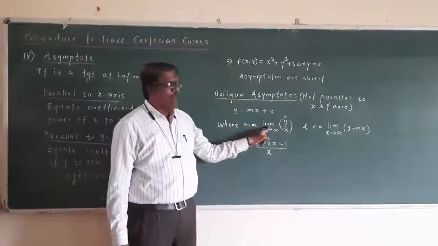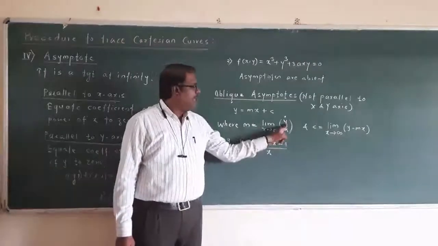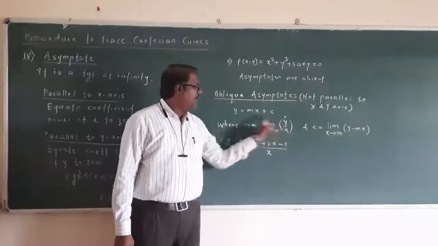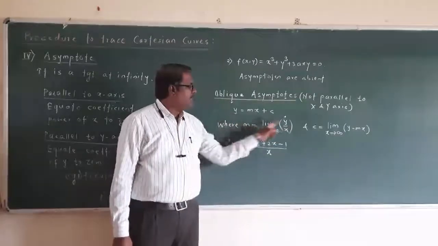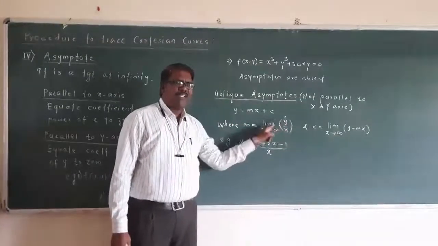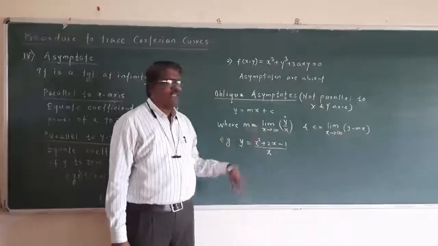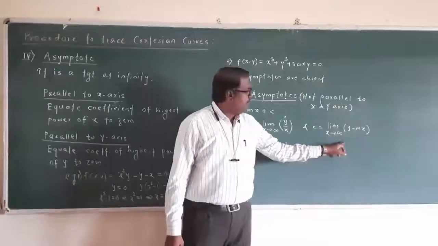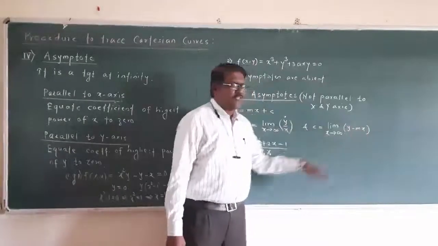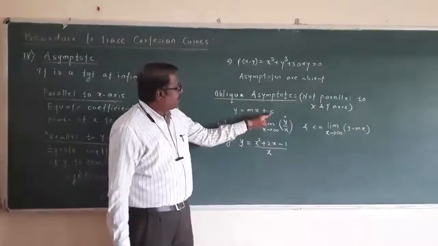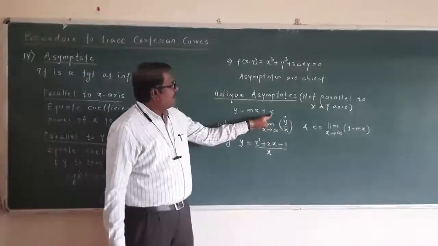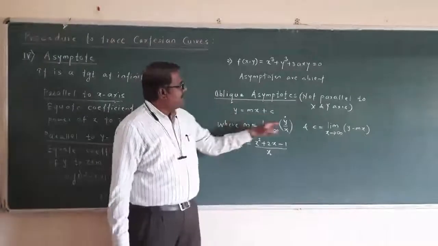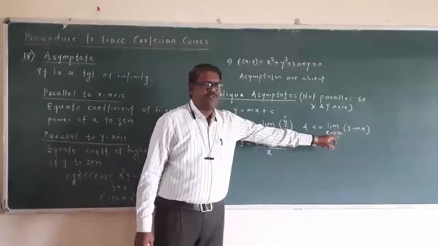So oblique asymptote is represented as y is equal to mx plus c, where this m is calculated as m is equal to limit x tends to infinity y upon x. So y, it is given quantity, and then divide that by x and take its limit as x tends to infinity. And value of c is limit x tends to infinity y minus mx. Value of c is obtained from this equation. So value of c is y minus mx and calculate it as x tends to infinity.